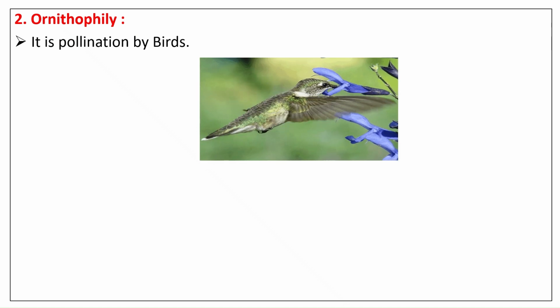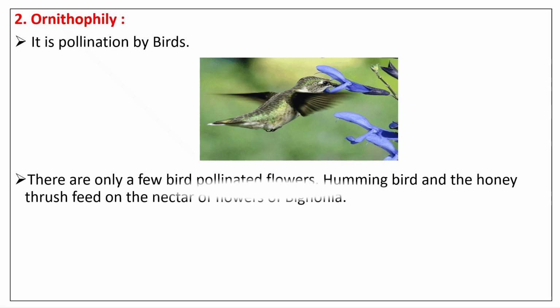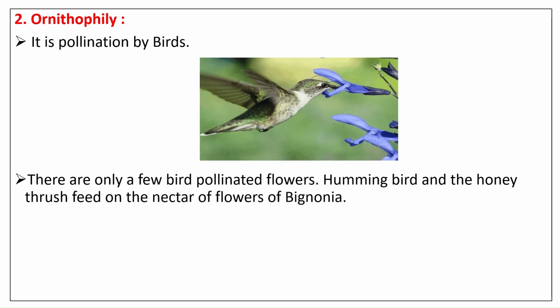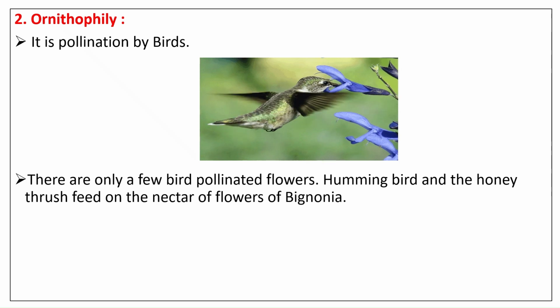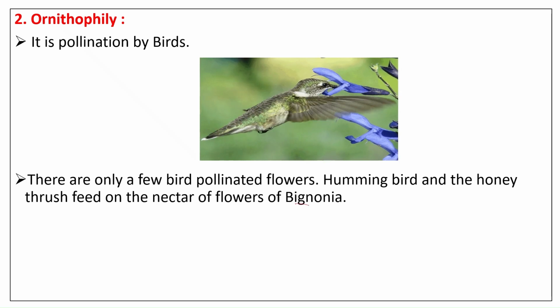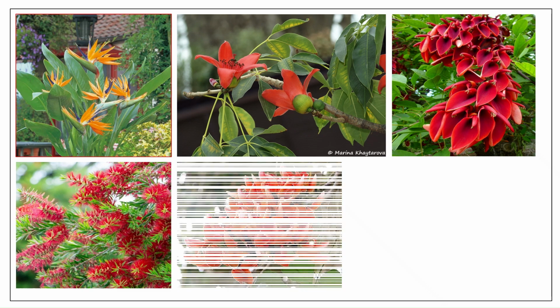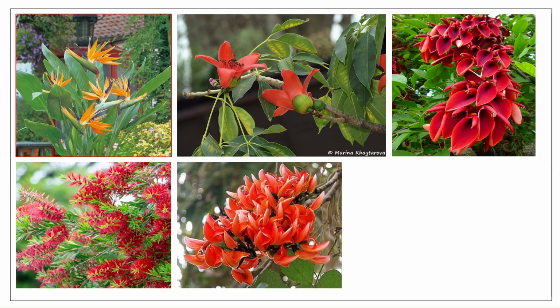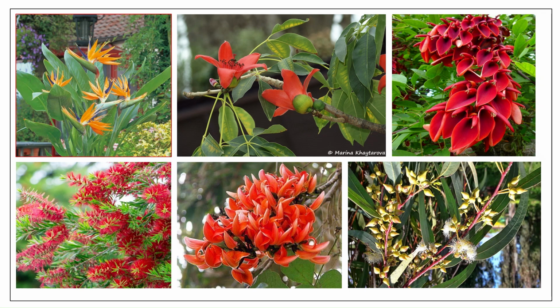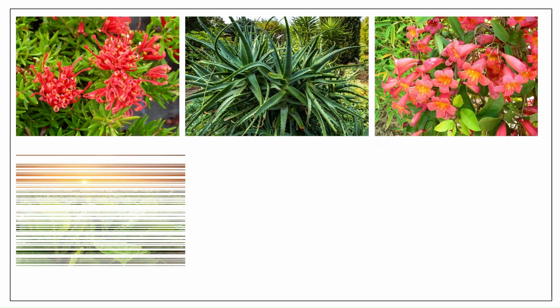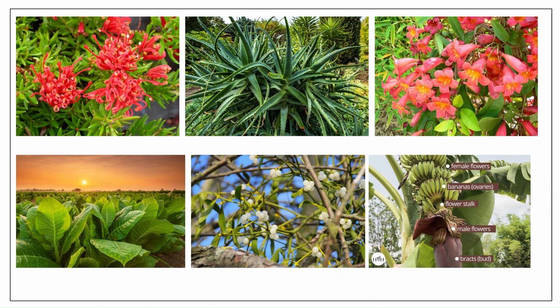Next, 2. Ornithophily. It is pollination by birds. There are only a few bird-pollinated flowers. Hummingbird and the honey thrush feed on the nectar of flowers of bignonia. Example: Strelitzia, bombax, silk or cotton tree, that is semal, erythrina, that is coral tree, callistemon, that is bottlebrush, Butea monosperma, eucalyptus, grevillea, agave, aloe, bignonia, tobacco, viscum, banana, etc.